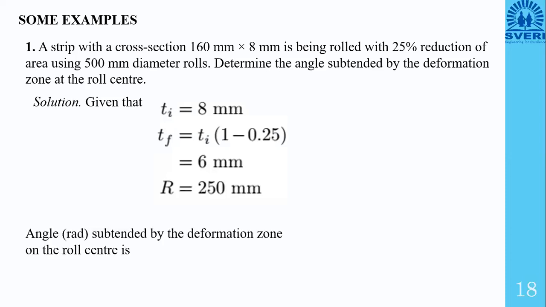Then the angle in radians subtended by the deformation zone at the roll center, this is the formula of theta. What is theta? Theta is equal to root of Ti minus Tf divided by R. All values are with you. Just put these values. So 8 minus 6 divided by 250. Everything is in mm, so the mm will get cancelled and it comes into radians. So what is the theta value? 0.089 radian.